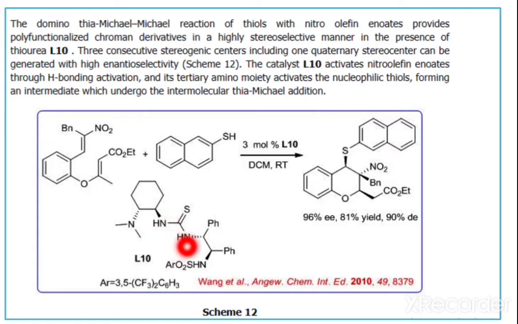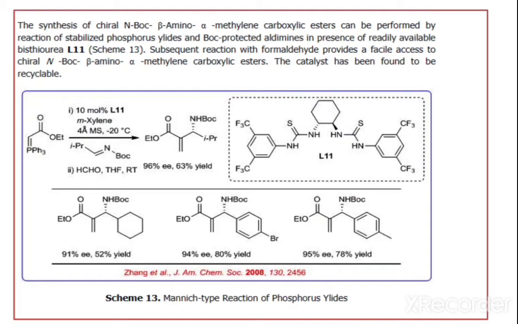When you use this thiourea catalyst, it activates the nitroolefin enolates through hydrogen bonding activation, and here we get an 81% yield. Now the synthesis of chiral N-Boc beta amino alpha methylene carboxylic ester can be performed by the reaction of stabilized phosphorus ylides.